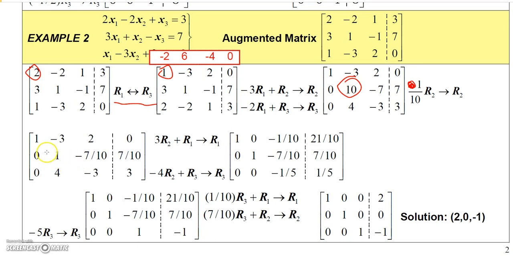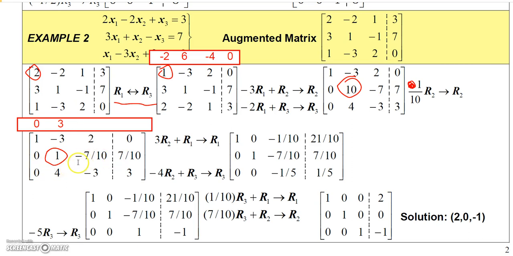And so now that gives me the 1 there that I wanted. And so the next step would be to eliminate the -3 that's above it. So if I multiply this row by 3 and add it to this row, it'll cancel the -3. So that operation will be 3 times row 2 plus row 1, putting the result in row 1. So let's see, what would I get if I multiplied row 2 by 3? Obviously, if I multiply the 0 here by 3, I get 0. If I multiply the 1 by 3, I get 3.